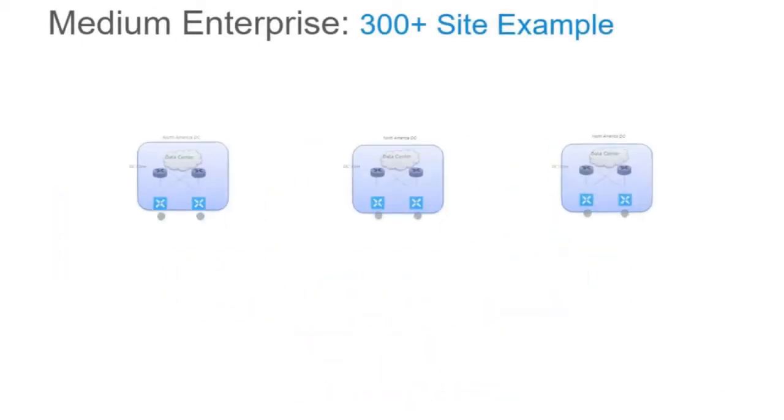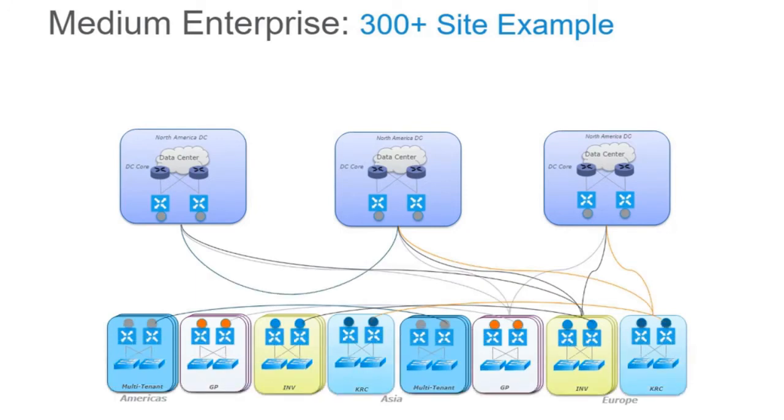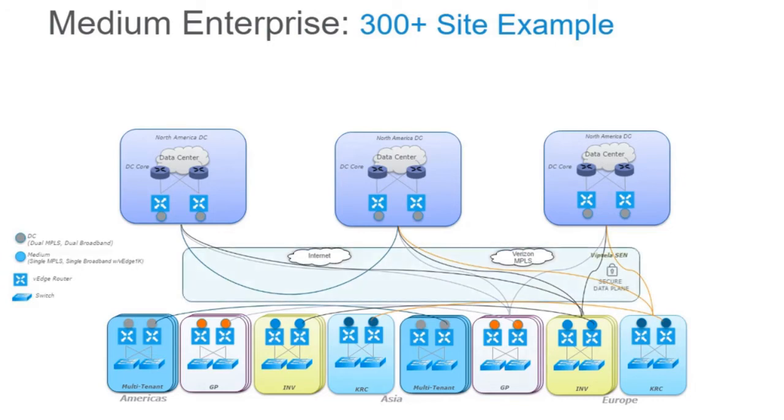In this example, we have a medium-sized enterprise with 300 plus sites with a global presence and 3 data centers. The controllers are hosted in the cloud, and the network utilizes 6 VPN segments representing 6 business entities across the web. Data centers have dual MPLS and dual broadband connections. The traffic flow, again, employs a local internet exit at the branches, which can fall back to the data centers over MPLS.